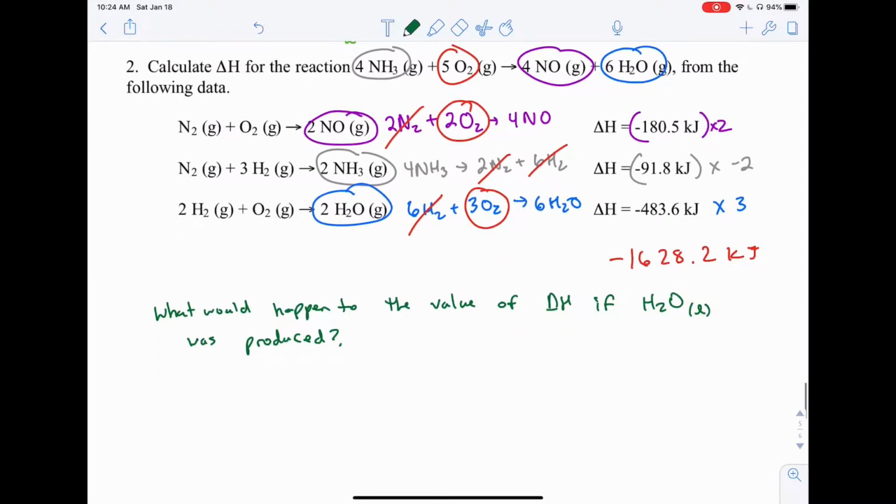Okay. Now the question is, how would this value change? You don't have to give me a numerical. It's just a relative thing. What would happen to this value if you made liquid water instead of gaseous water? Okay. So what would happen if you made liquid water instead of gaseous water? Anyone have an idea? Okay. Mohammed.